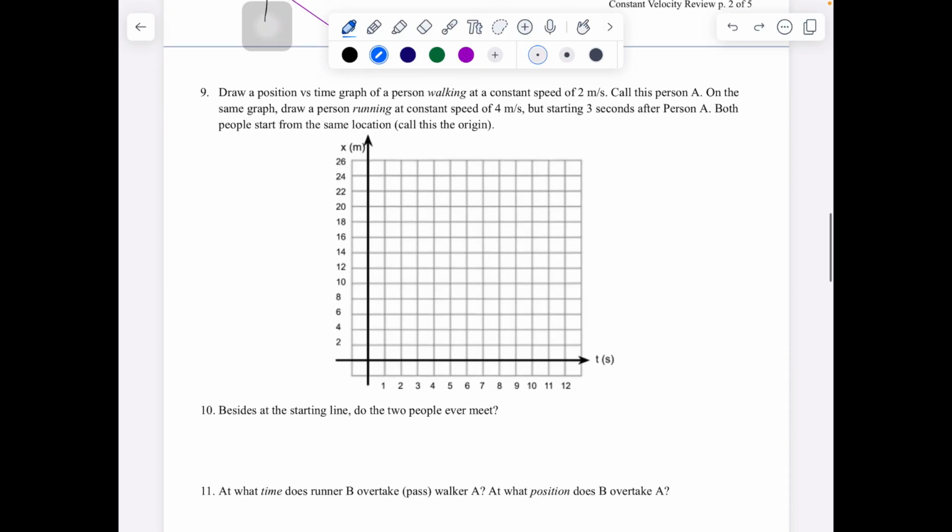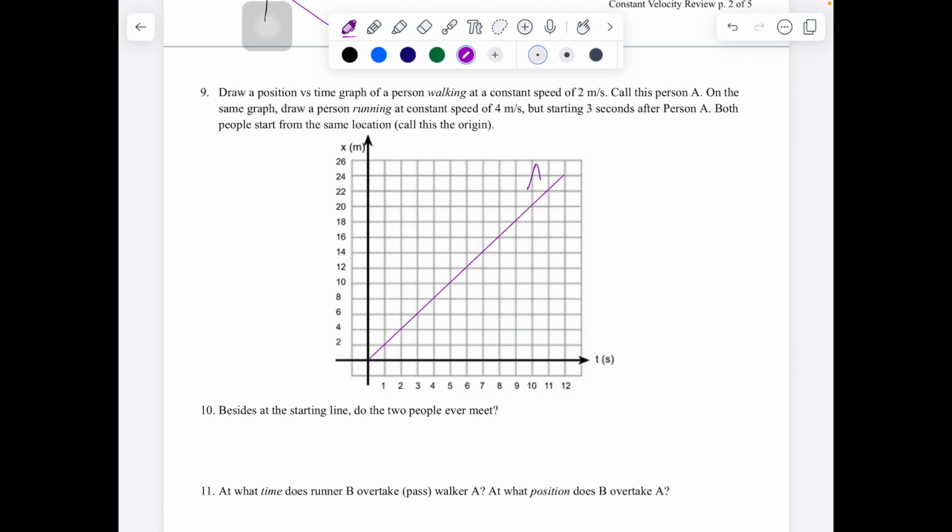9. Draw a position versus time graph of a person walking at a constant speed of 2 meters a second. Call this person A. Well, 2 meters every 1 second. We're going to start at our origin. They're moving 2 meters in 1 second, so 4 meters at 2. And we can just get our nice little graph right here. I'll try to match it as best as possible. So at 12, we should be at 24. There you go. Okay.